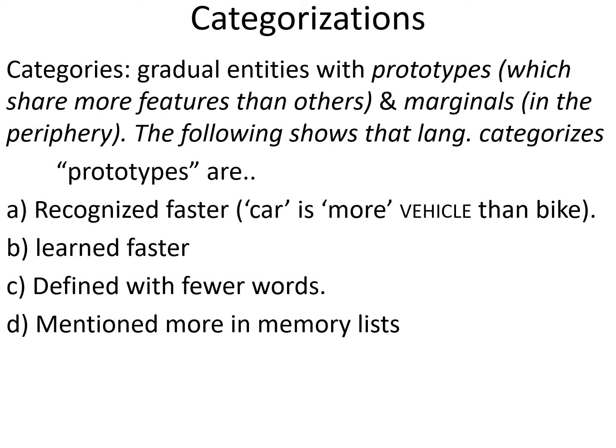They are mentioned more in memory lists. For example, let's say blue for us is a basic color, but navy blue is not. That's why you use fewer words to refer to blue than to navy blue. And also, you learn blue first before navy blue. That's normally how it happens.